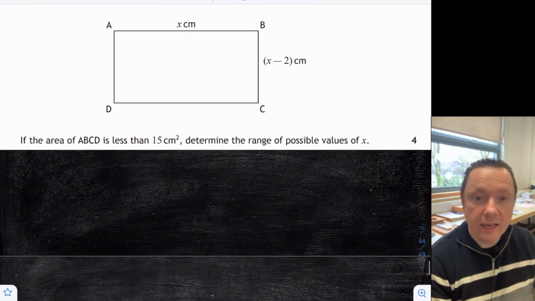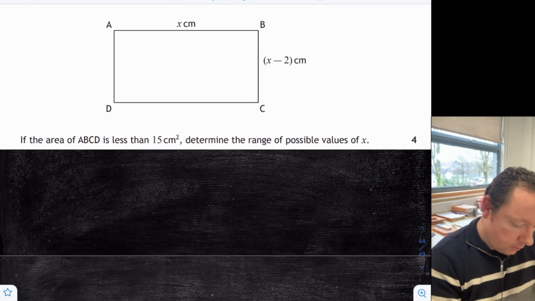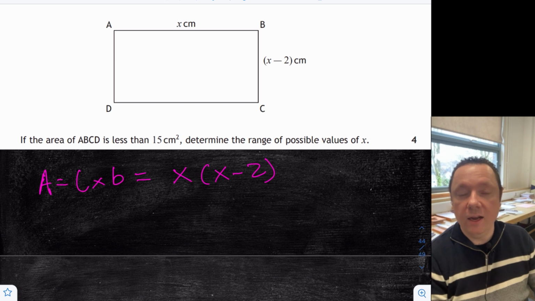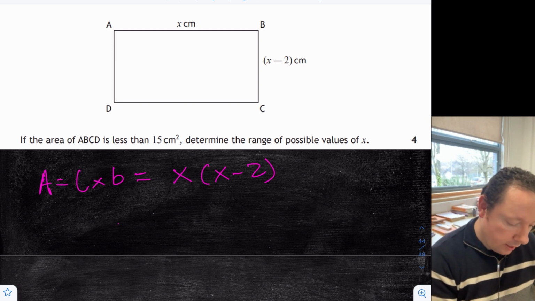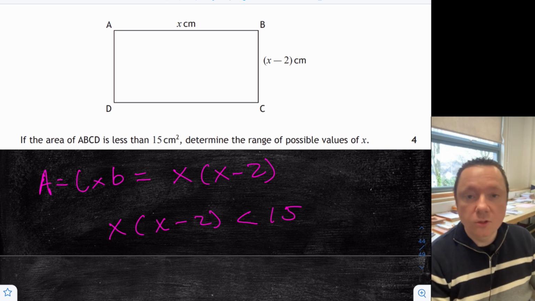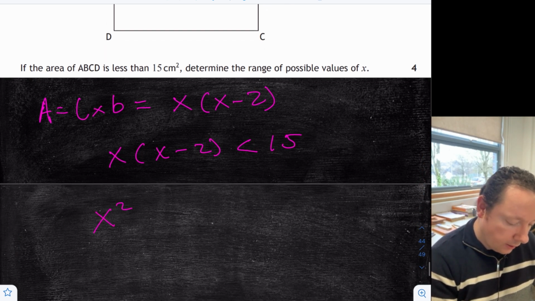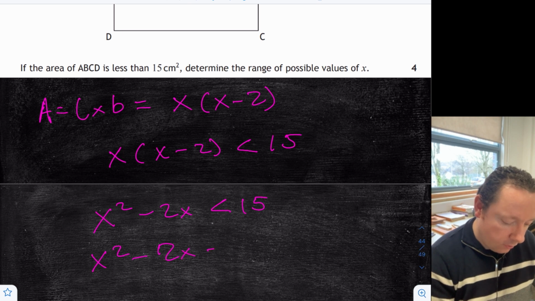Well, area is length times height. So I'll just write that down, or length times breadth if you prefer. So our length is x, and that's x minus 2. And it says that that area has to be less than 15. So I'll just write x times x minus 2 is less than 15 to set up my inequality. Expanding my brackets, I get x squared minus 2x is less than 15. I've got a quadratic, so I need to take the 15 to the other side.